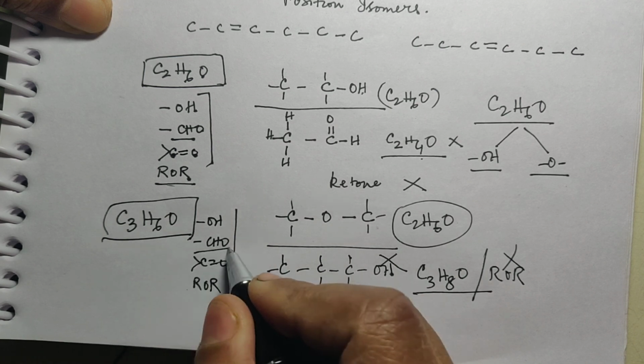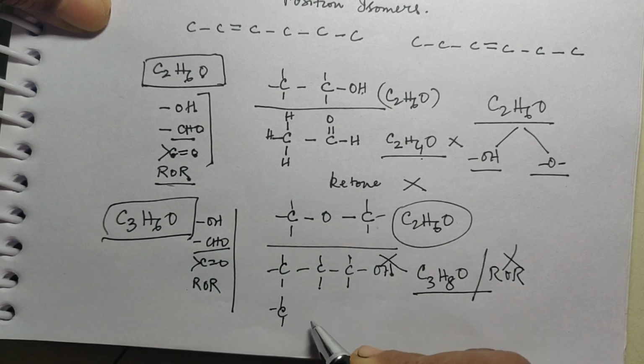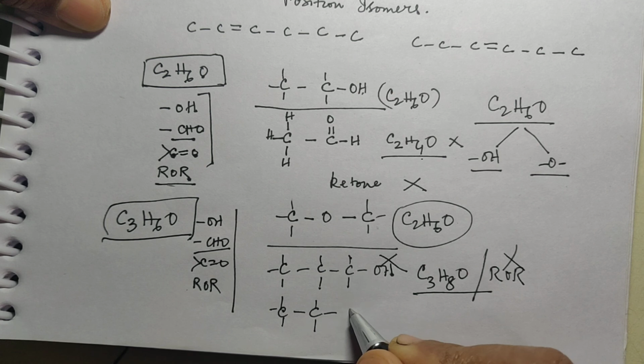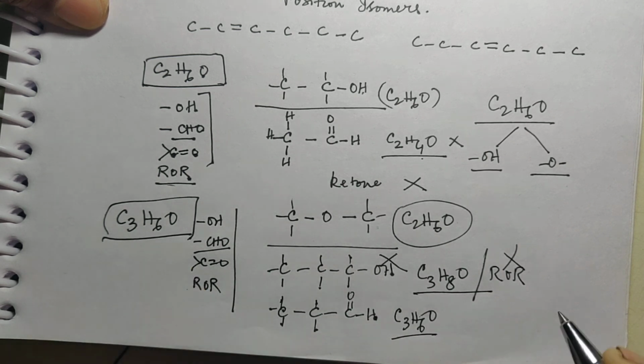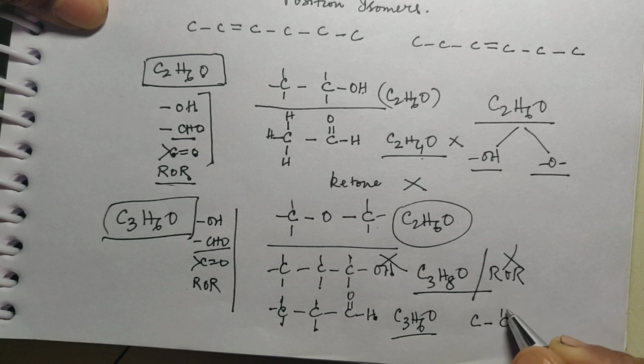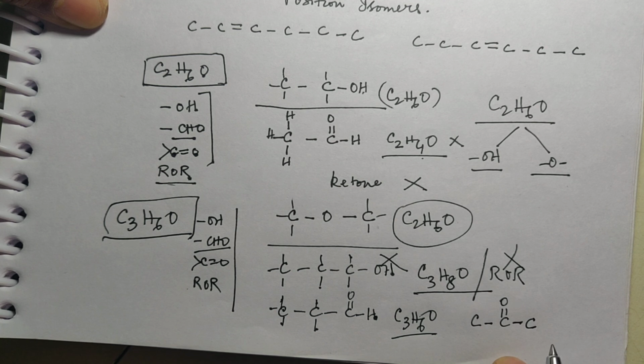Now if you consider aldehyde, CH3, CH2, C double bond O, H. Now count the hydrogens, 1, 2, 3, 4, 5, 6 and 1 oxygen. So C3H6O tallies here. Now let us see ketone, C double bond O, C. The ketonic group can always come only in between the chain, it cannot be at the terminal position. 1, 2, 3. So here also C3H6O fits properly.